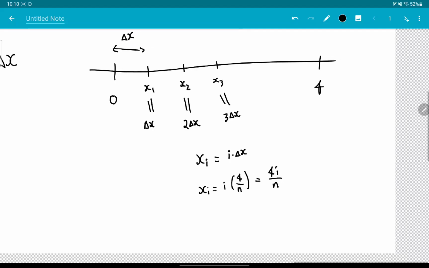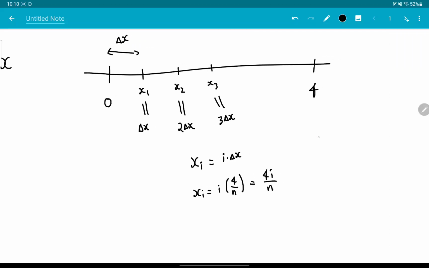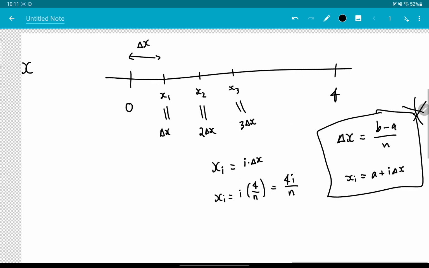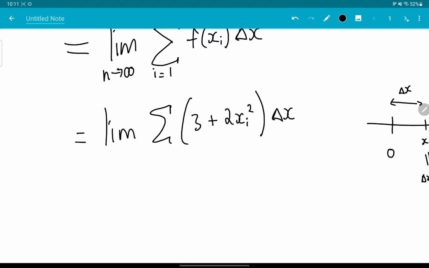Okay, so in general, we're going to have delta x is b minus a over n, and xi, if we're doing right endpoints, is going to be a plus i delta x. So in general, we do this, but today we are doing this for xi. So 4i over n is my xi. So I'll plug it back in here.